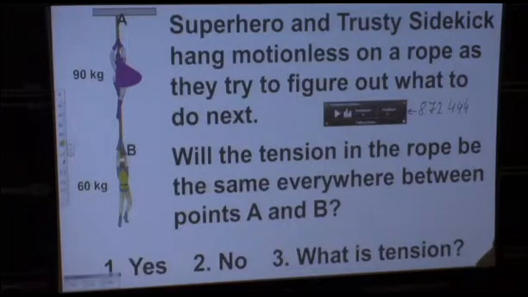You can start thinking about this question, and actually, you can even start answering it.